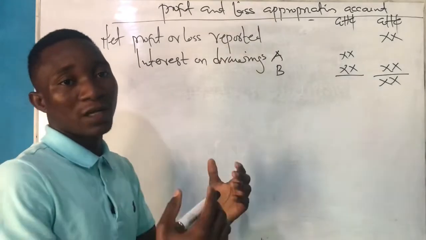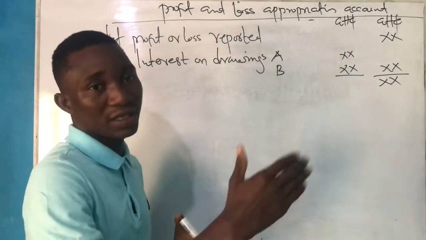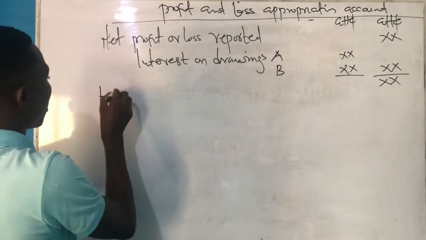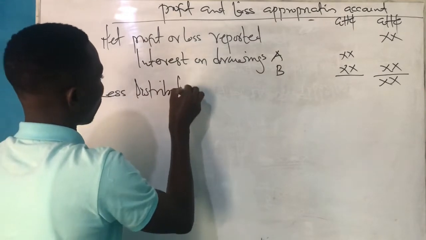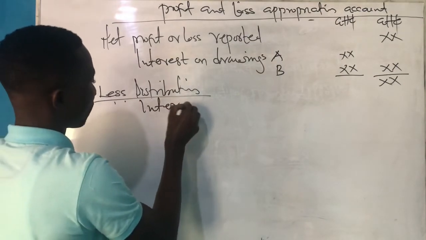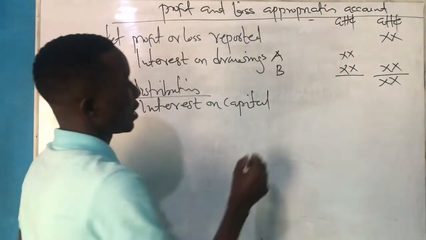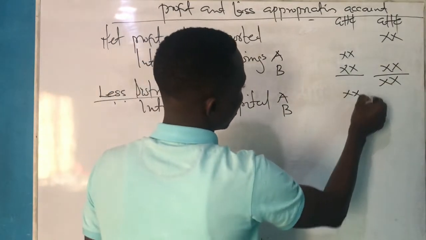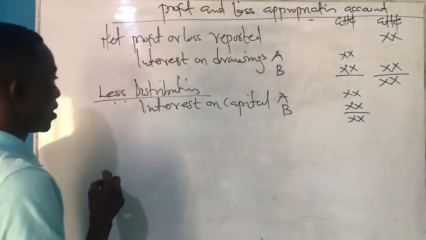So let's try to think of some of the entitlements to partners. That is where the partnership business is going to pay to them. So we are going to less it. So I may say less distribution. Less distribution. That is interest on capital account. Let's say we have capital for partner A and partner B. So the total is over here.